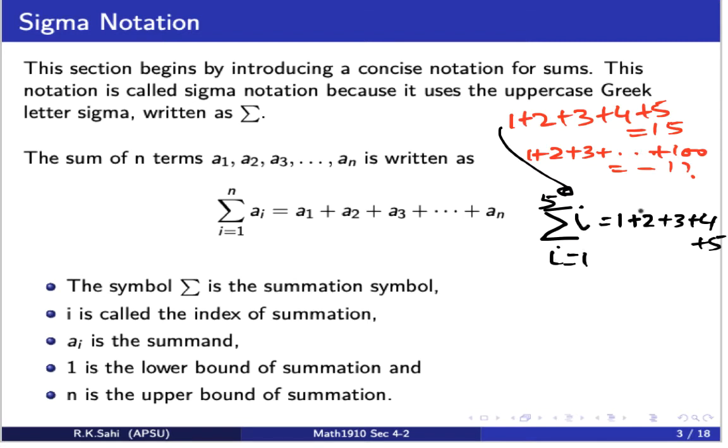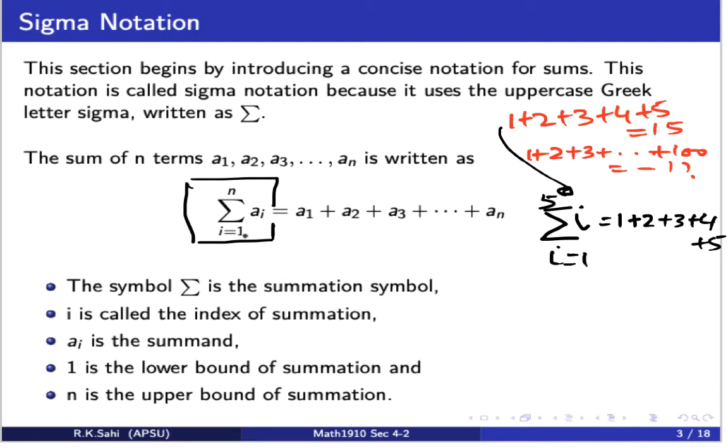Now, suppose this was not numbers, it was some variable like a sub i. Notice my a is constant, but the subscript is changing. It starts from 1 and goes till n. So instead of writing a1 plus a2 plus a3 plus an, I can write it in this very concise form, which represents the sum of the first n terms. Do you see that here?